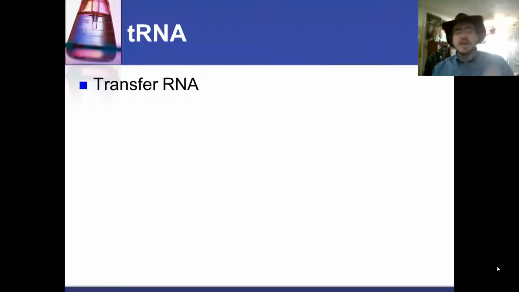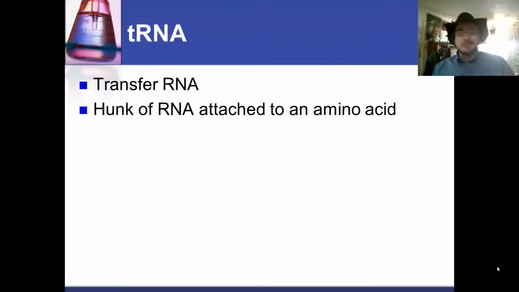So transfer RNA is a big hunk of RNA attached to a specific amino acid. In fact, for every amino acid, there is a specific tRNA. And furthermore, there can be different tRNAs attached to the same amino acid. So you might have the amino acid arginine, and you could have tRNA A attached to an arginine, and tRNA B could be attached to an arginine, and tRNA C could be attached to an arginine. And we'll see how that works as we continue in the chapter.